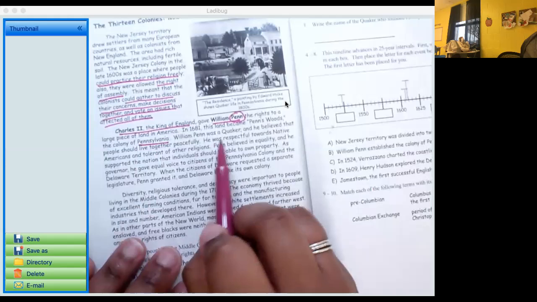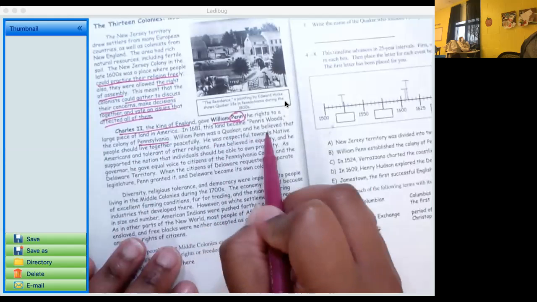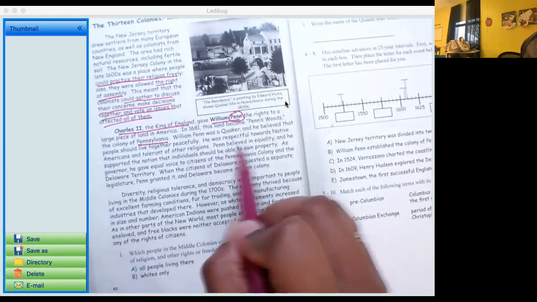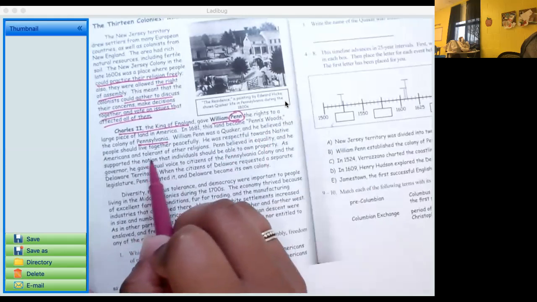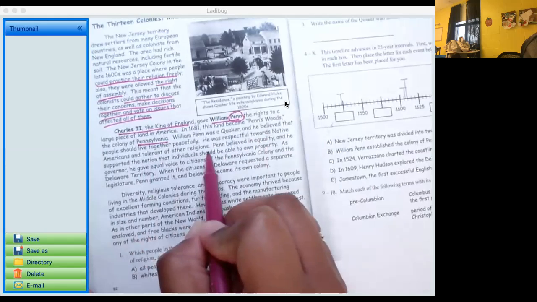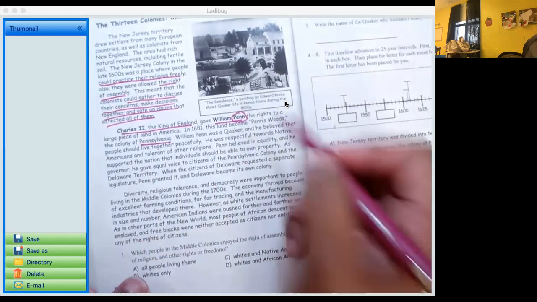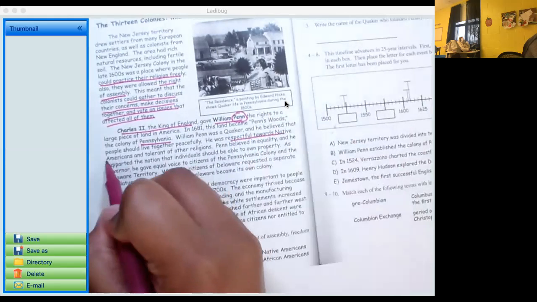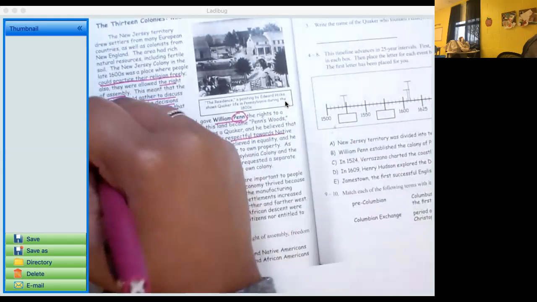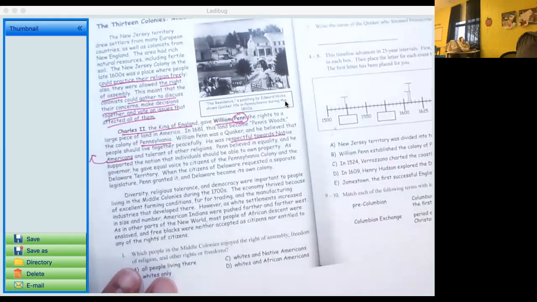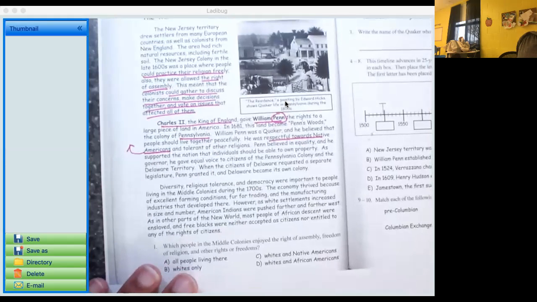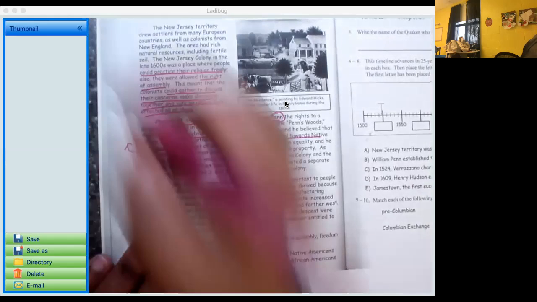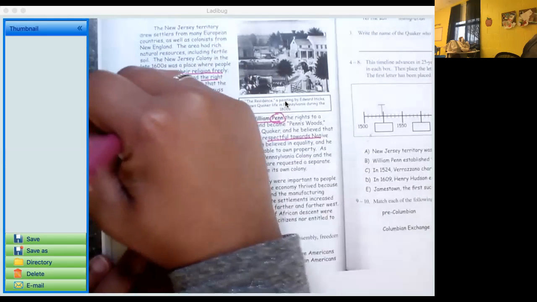William Penn was a Quaker, and he believed that people should live together peacefully. He was respectful towards Native Americans and tolerant of other religions. So this piece is really important. It says he was respectful towards Native Americans. So I know we're going to start talking about the 3 C's: conflict, cooperation, and compromise. Okay, I know that this is an example of cooperation right here.